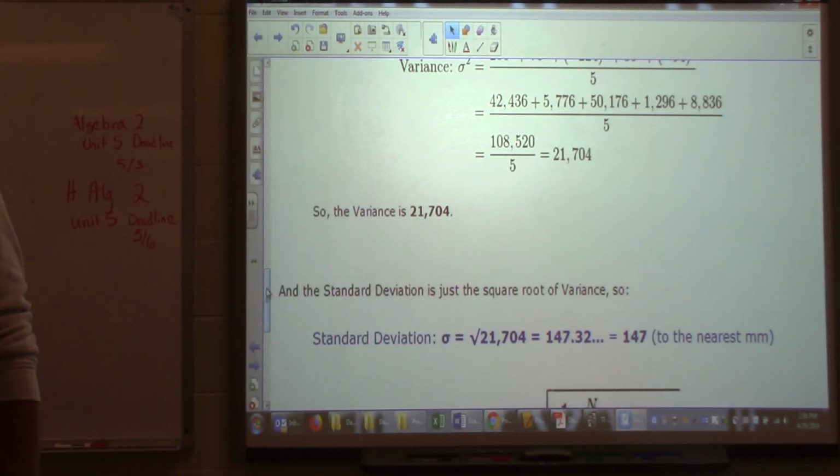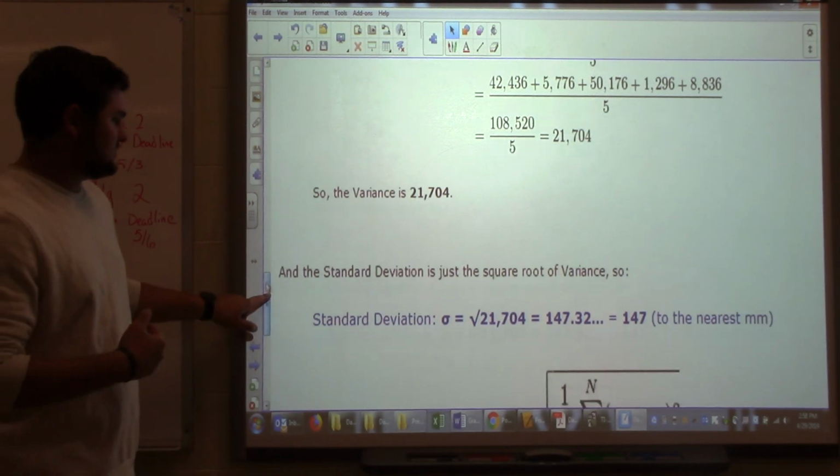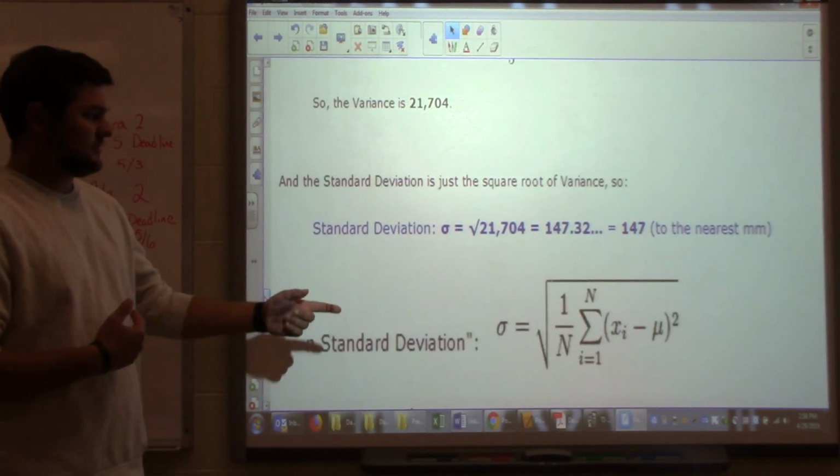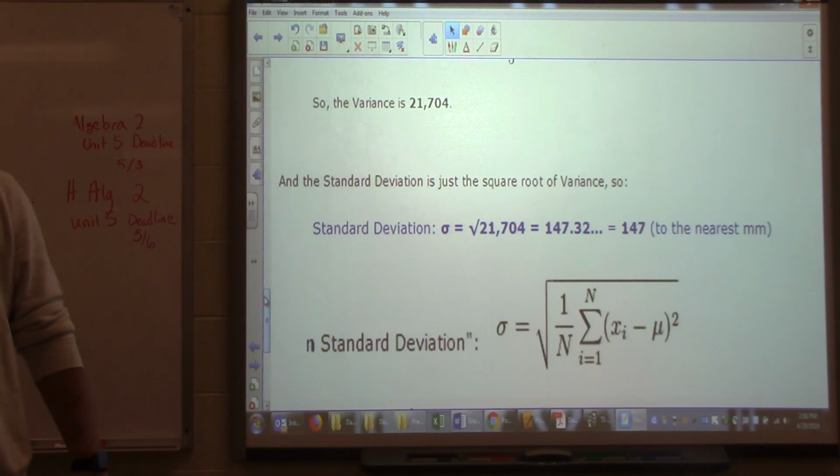That's not on your paper though. Right? Neither is a formula for standard deviation.